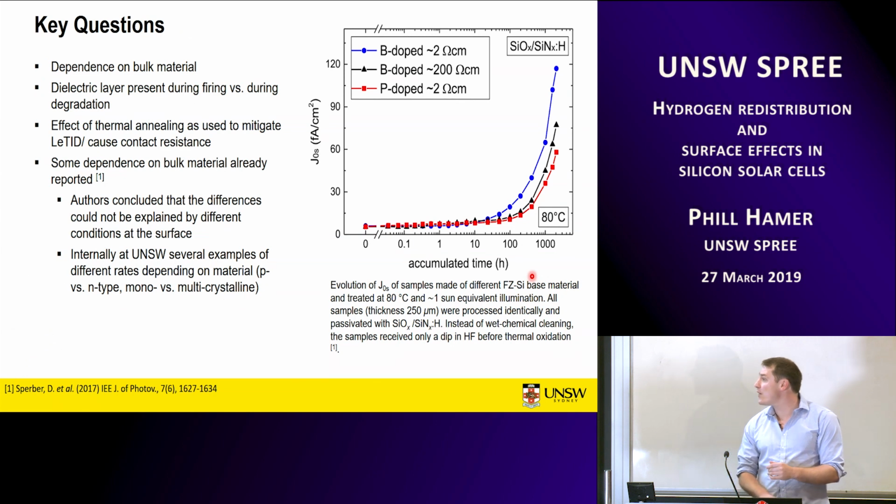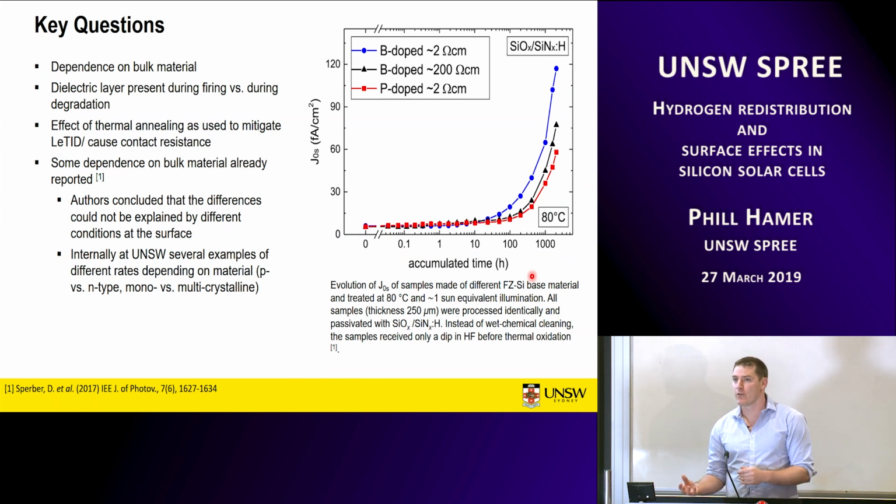If we were to evaluate this theory a little bit further, there are a few key questions that I've investigated over the last little while. One is, again, we must expect a dependence on bulk material. Whether your material is P-type, N-type, multicrystalline, or monocrystalline should affect the rate of hydrogen transport to the surfaces, and hence should affect the rate of LeTID, which is known to happen, and of your surface degradation recovery. It should be thermally activated as well.